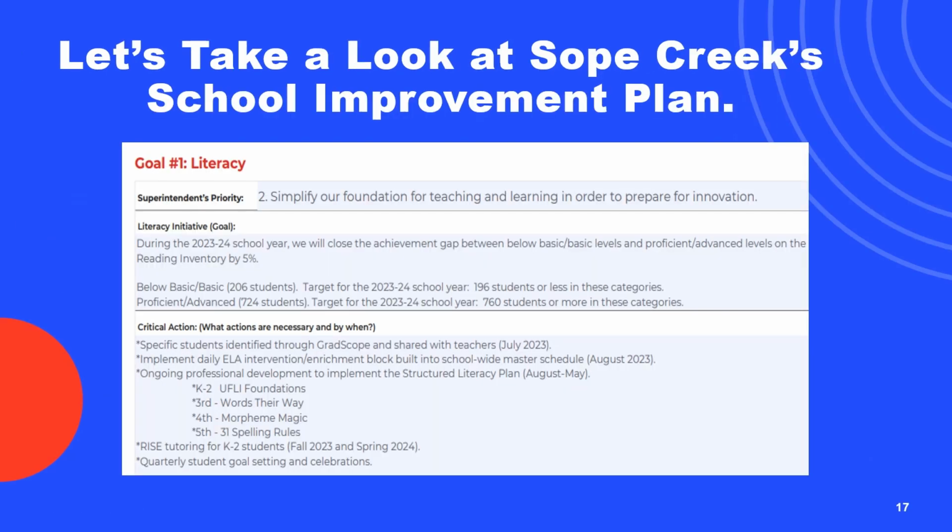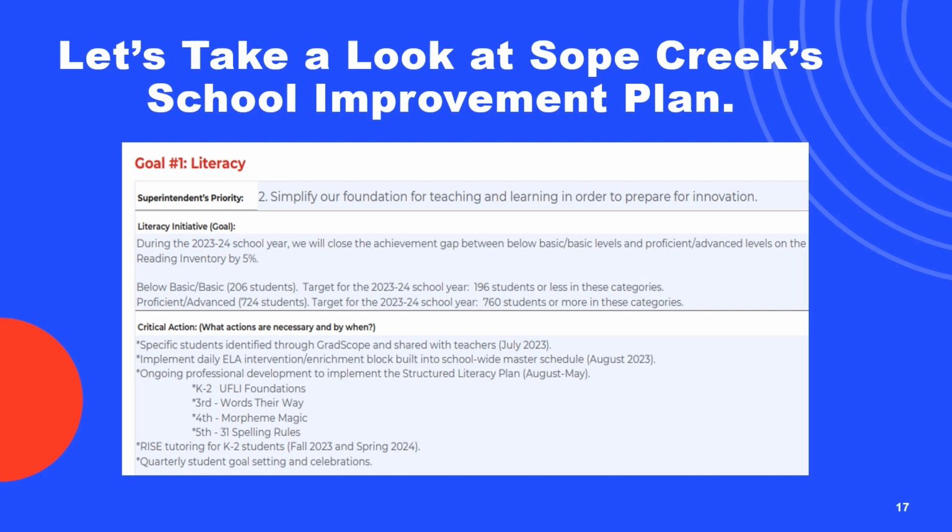Let's take a look at our School Improvement Plan. You can see our #1 goal is literacy, and it matches along with the findings that we had, that we're trying to increase students that are proficient to the advanced level. And below it gives us the different programs that we're working on.